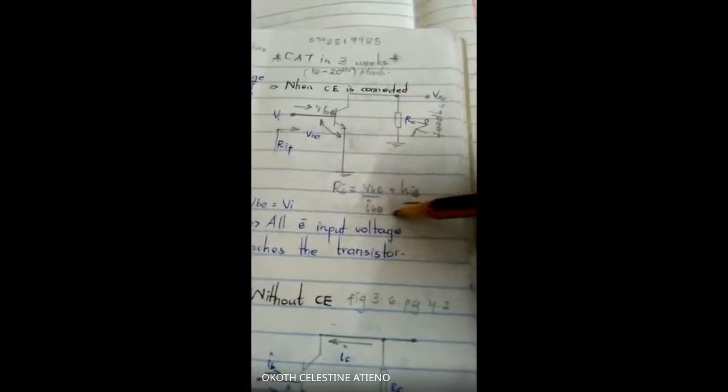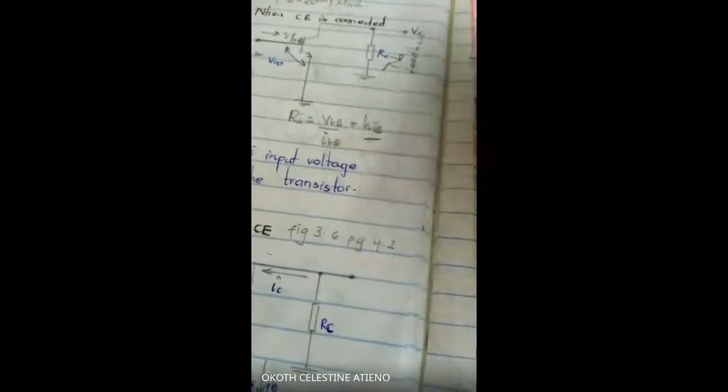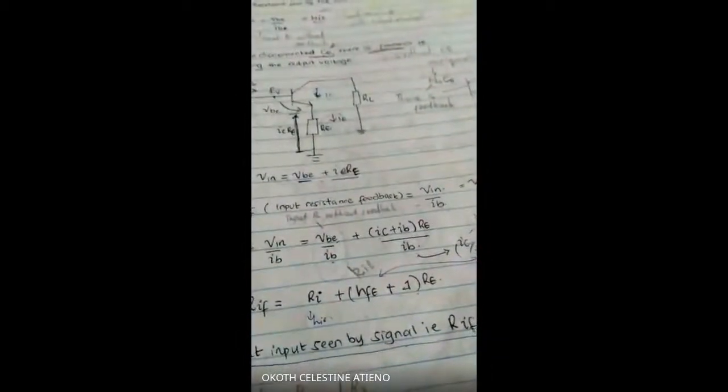Na tumepata our Rin is VBE over IBE. So because in this expression, we have seen Rin is VBE over IBE. So here in our expression tunapata VBE over IB. So if this is VBE over IB, then we know this is RI without feedback. So we don't put an F. So I hope you guys have understood till there. So that's why we replace this with this.